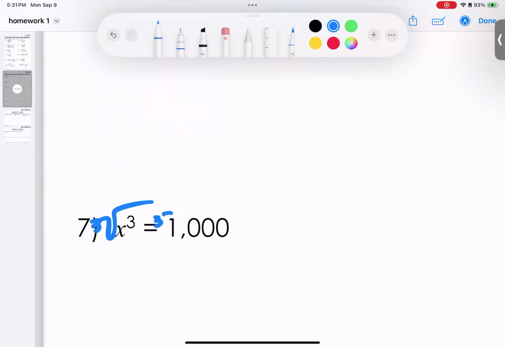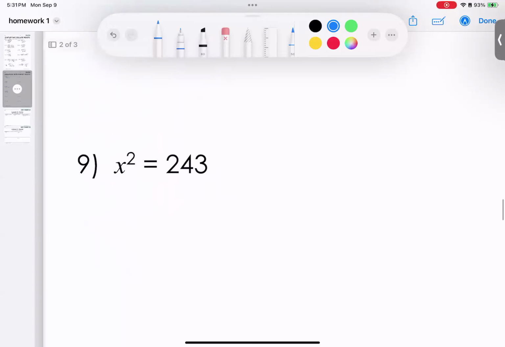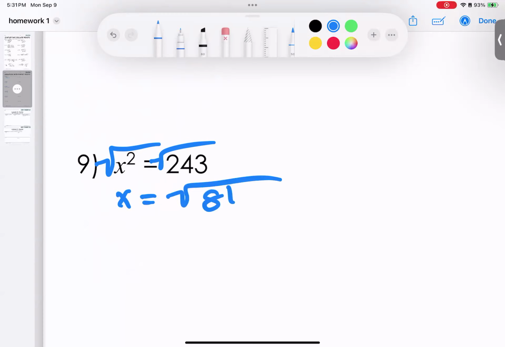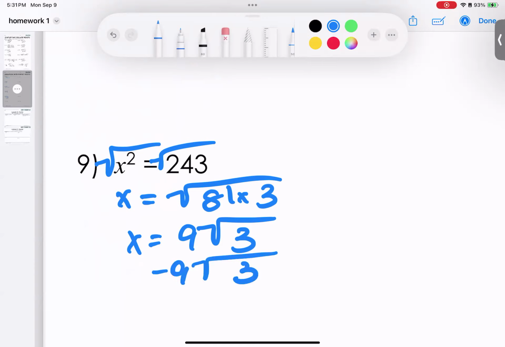Cubed root. X is equal to 10, because 10 times 10 is 100 times 10 is 1,000. Square root. 81 times 3. 81 we recognize as 9 times 9. X is equal to 9 square root of 3, or negative 9 square root of 3.